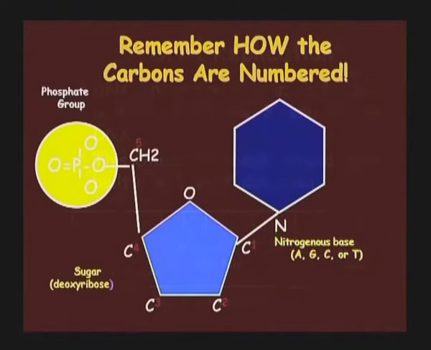Now we should remember how carbons are numbered, and on the basis of this numbering of the carbon, there is joining of the phosphate group on the sugar, deoxyribose or ribose sugar, and nitrogenous bases, which are A, G, C, or T, or U in case of the RNA, that is uracil.